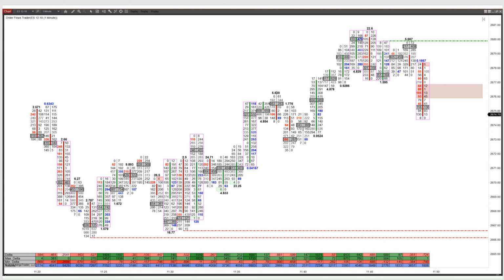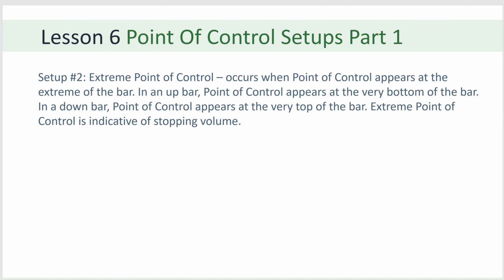What's easier to trade, minute-based charts or range-based charts? Well, it really depends on your trading style. With minute-based charts, at a certain time you're going to form a new bar. With range-based charts, in fast-moving markets, you're going to get a lot of bars really quick. So again, it comes down to your trading style. So that's the first setup.